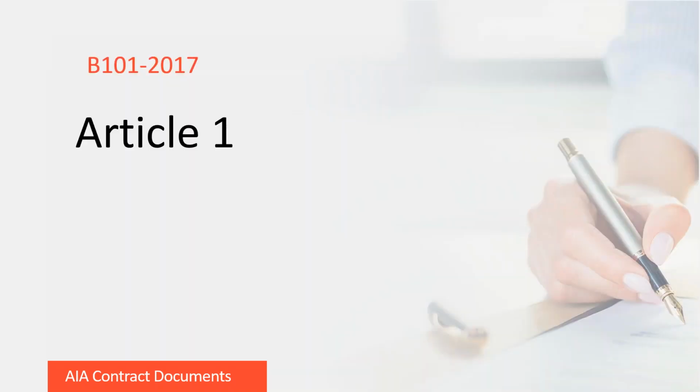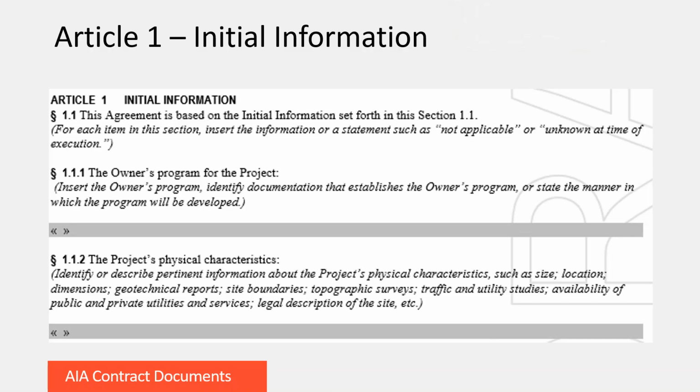As we turn the page, we now officially start with Article 1, the basic assumptions about the project. Article 1 is project specific, and it's probably going to take the bulk of your time each time you fill this out in the future. The initial information begins with the owner's program. It might be something really simple like a 30,000 square foot storage building with no plumbing. You could just write that in there. But if it's more complicated, you can attach a full program document as an exhibit.